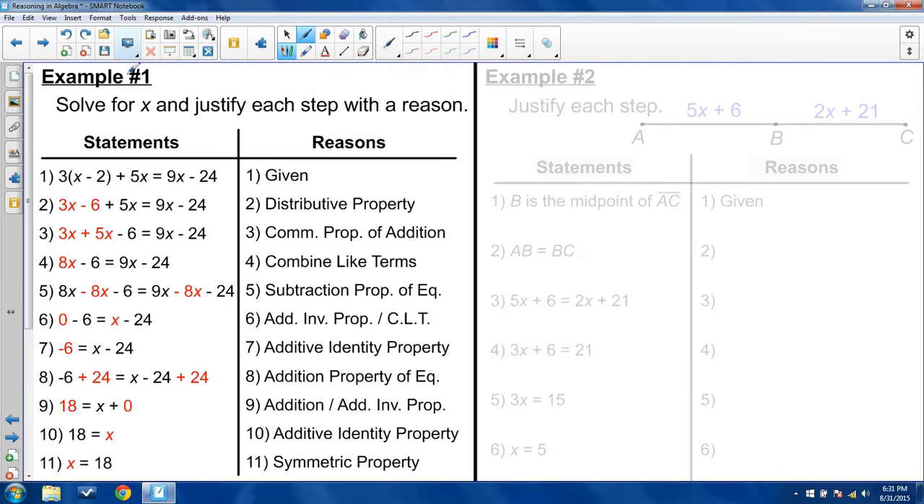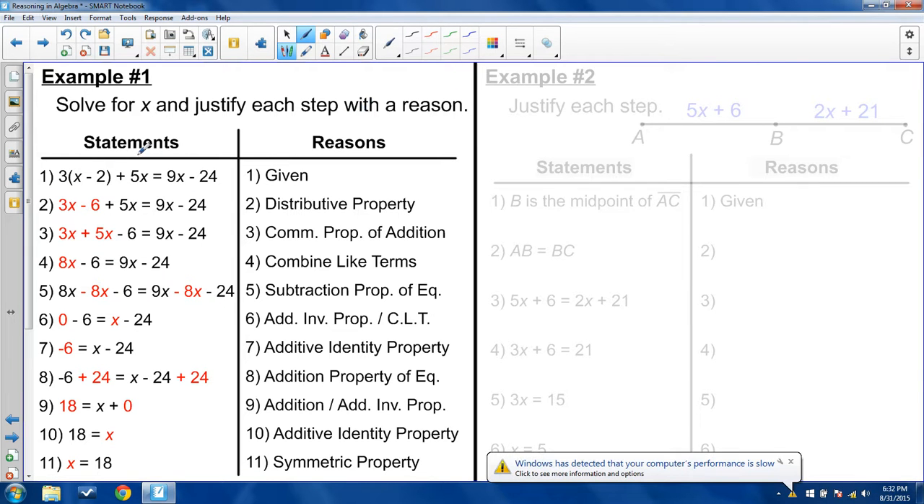Okay, the first example that you're going to see is completely filled out for you, and this one is actually very, very detailed, something which I am not even going to do myself when I start to do some other ones with you. Okay, example number 1, solve for x and justify each step with a reason.